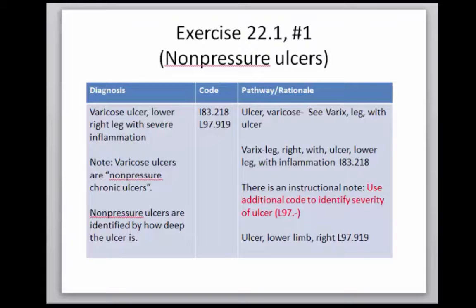This particular exercise, 22.1, number 1, has to do with varicose ulcers. These are ulcers that are lying along a varicose vein, and they are classified as non-pressure chronic ulcers. And here we have the pathway to show you how to get there. You're coding both the varicose vein and the ulcer itself. The ulcer itself is where it's identified how deep it is, and the first code more identifies the fact that it's an ulcer on the leg.